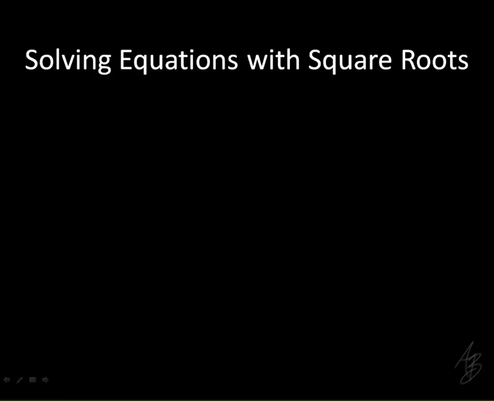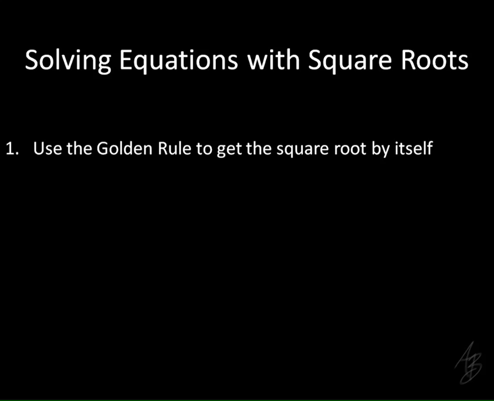We'll start this discussion with just writing down the rules here. When we want to solve equations with square roots, there's three things that we want to do. First of all, we're going to use the golden rule, which is whatever you do to one side of the equation, you have to do to the other. But this time, instead of using the golden rule to get the variable by itself, we're going to use the golden rule to get the square root by itself.